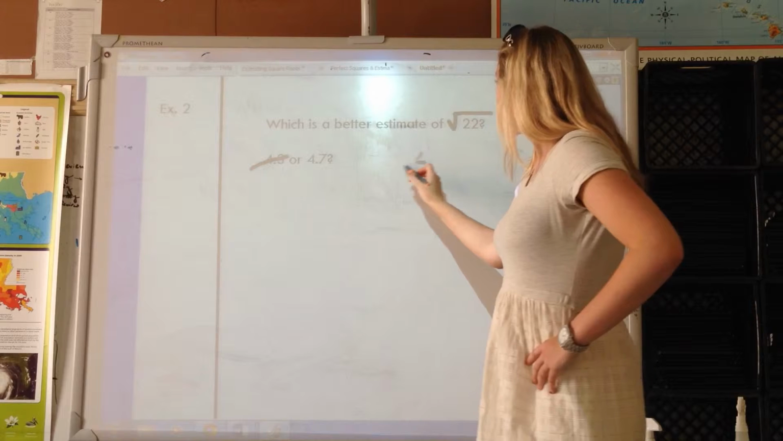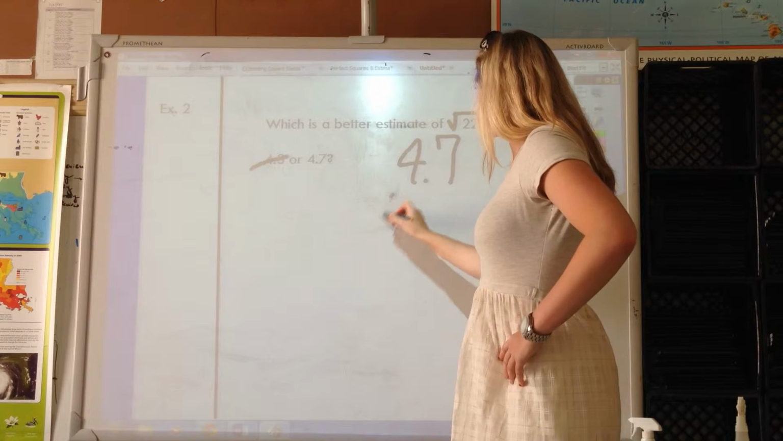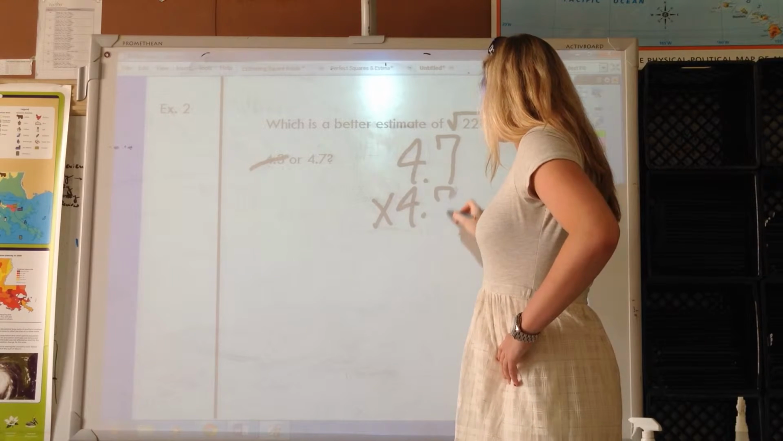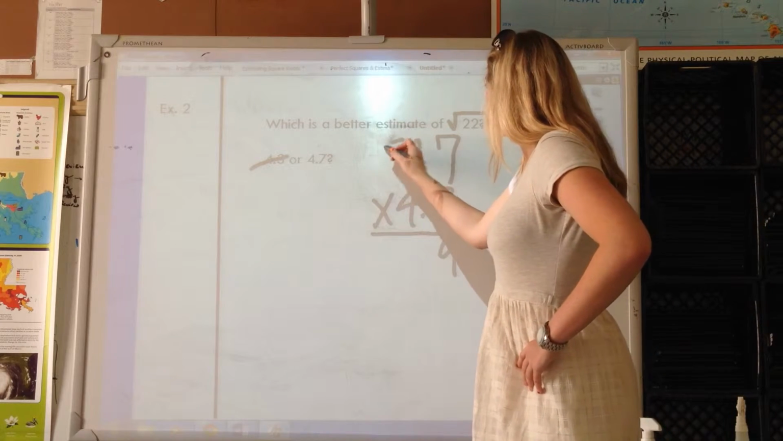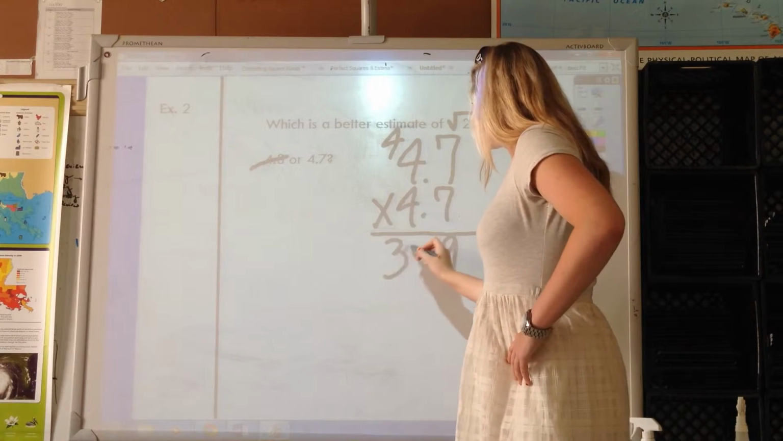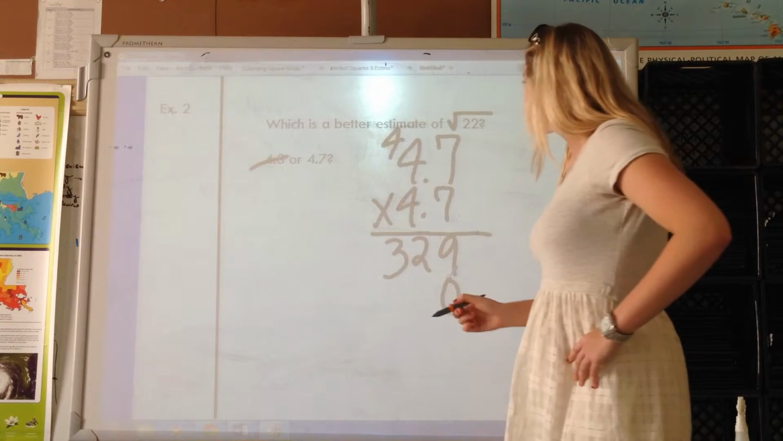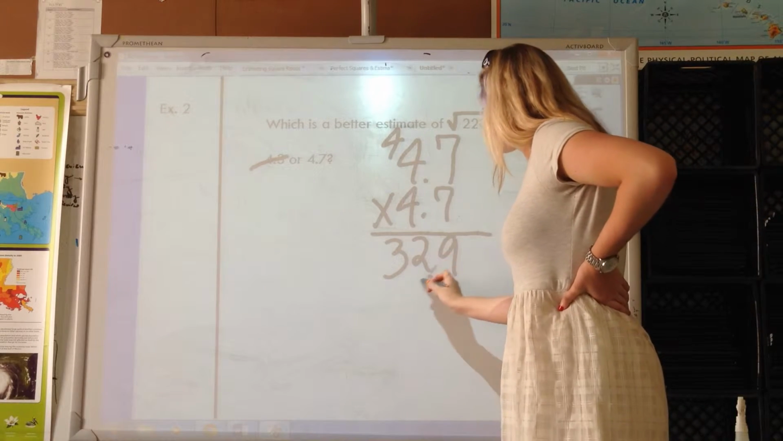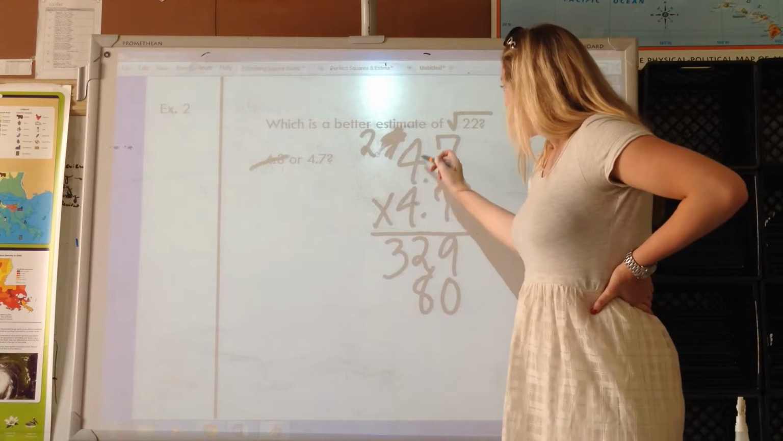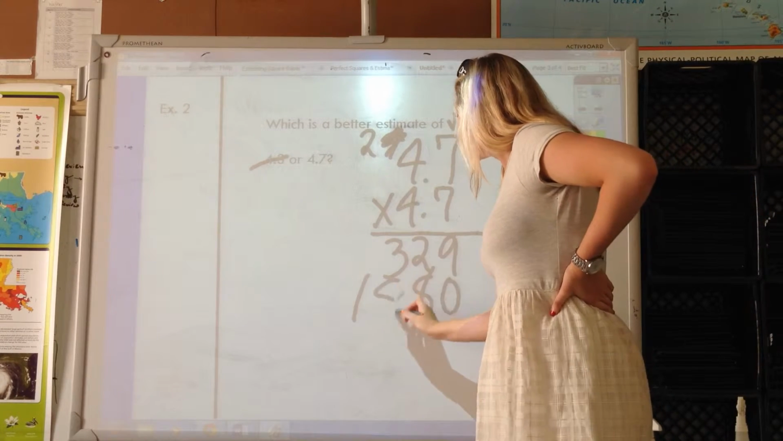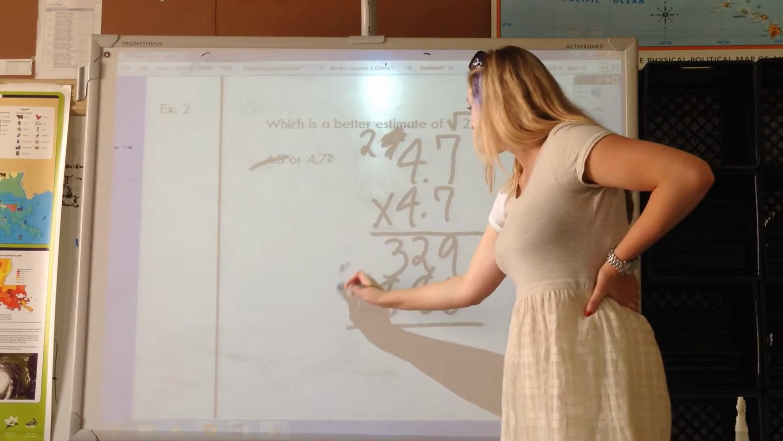And of course, when I square it, I multiply it by itself. 7 times 7 is 49. 32. Carry my 0. 7 times 7 is 28. Carry my 2. 4 times 4 is 16. 18. And of course, I'm just adding.